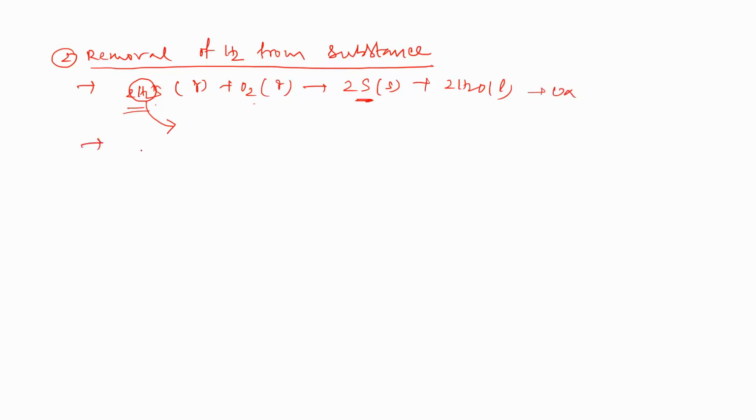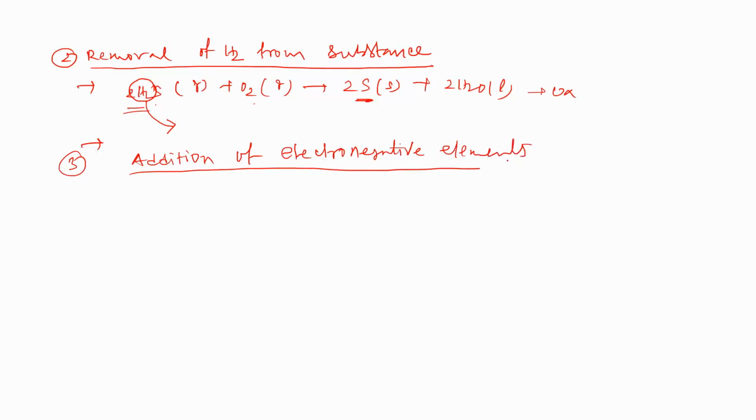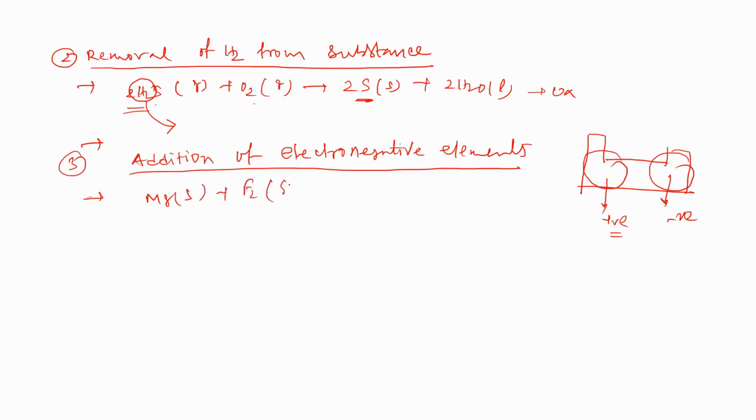Another example I will show you. The third criterion is addition of electronegative element. This is a very important criterion. We know that in our periodic table, these types of elements are electronegative and these elements are electropositive. Now if you see the example, magnesium in presence of fluorine gas forms MgF2.